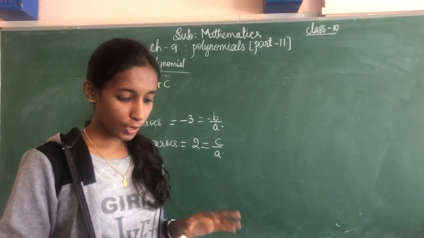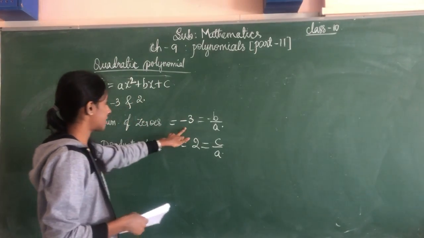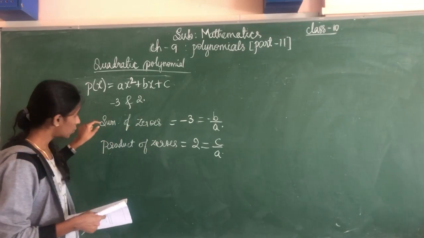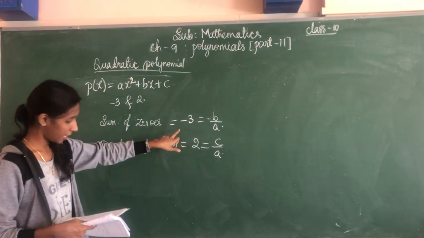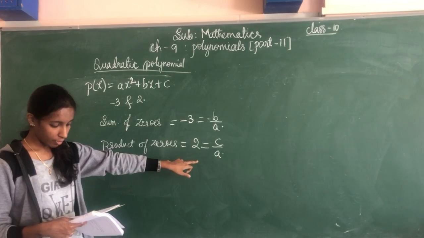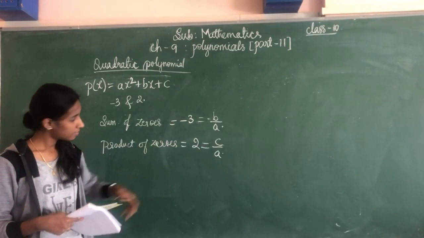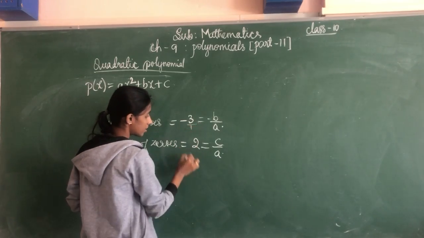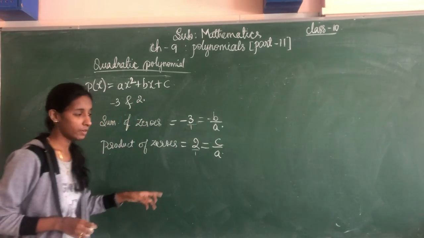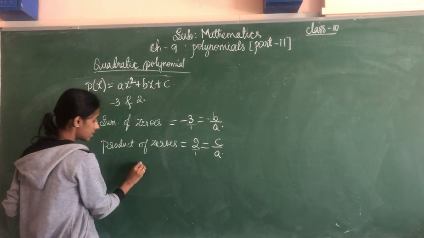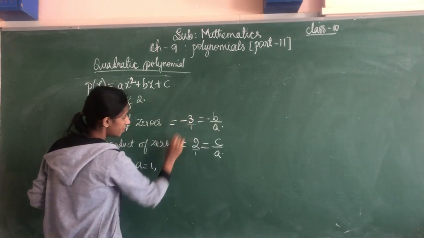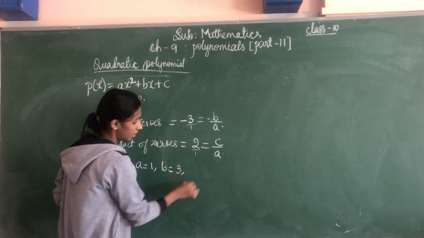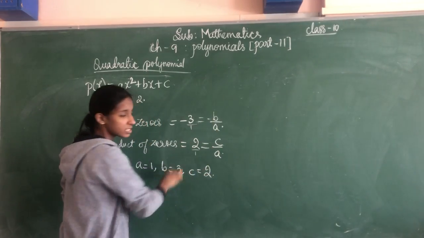See the sum and the product of zeros. The sum is minus 3, they are already given, and product is 2. So that is minus b by a is minus 3 and c by a is equal to 2. From this, if you observe, what is a? A is 1 when you compare. What is b? Minus b is minus 3, so b is 3. And what is c? It is 2.